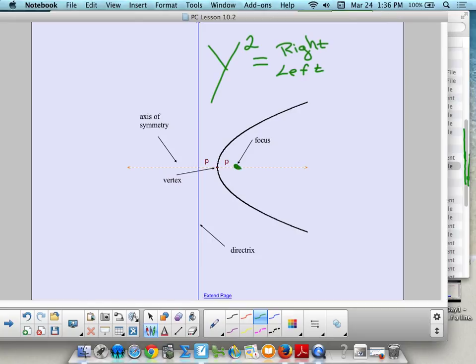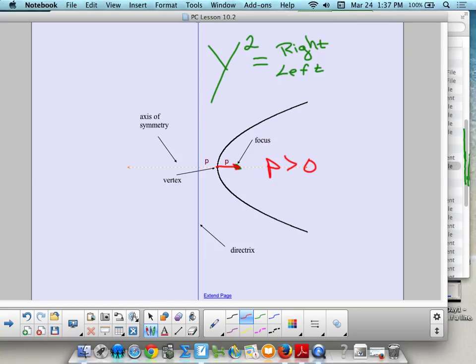How come? Because of the focus. Look at the focus. If you start at the vertex and you go this direction right here, by the way, what direction did I go? From the vertex to the focus, I went to the right. If I go to the right, that would mean the p-value would be positive or negative? Yep. If it goes to the right, the p-value is positive.